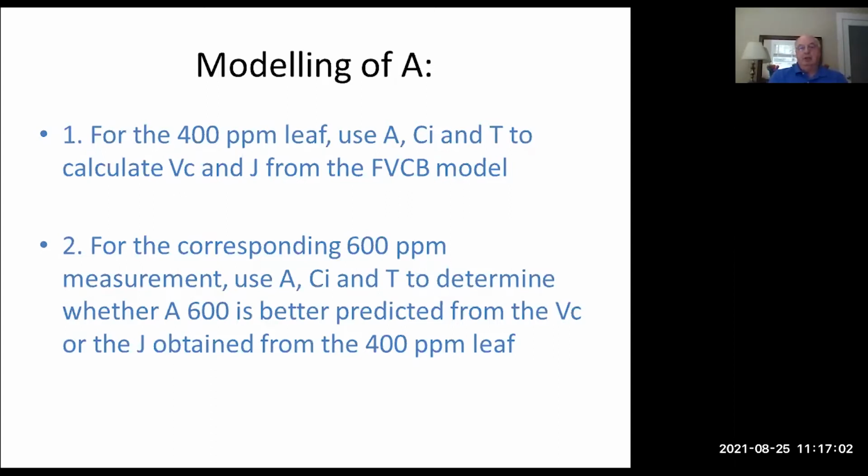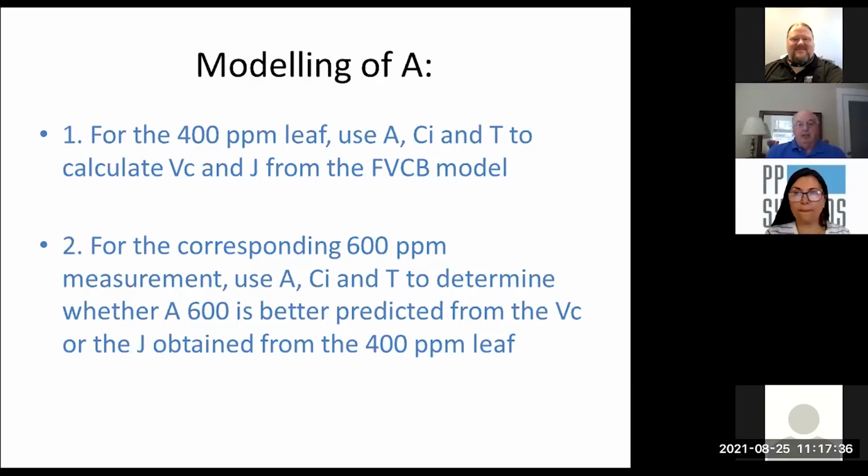Use the assimilation rate, the observed Ci, and the temperature to calculate, use the model to calculate what Vc is and what J would be from the Farquhar, von Caemmerer, and Berry model under 2 assumptions. One is that Vc is limiting, and the second case that J maximum is limiting for that leaf at 400 at whatever Ci and temperature it is.